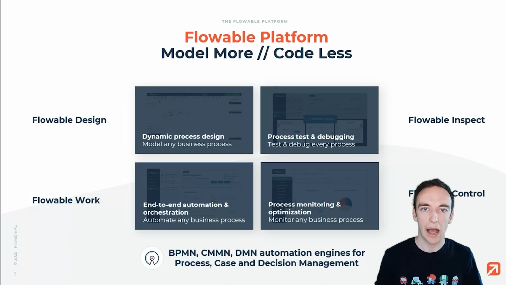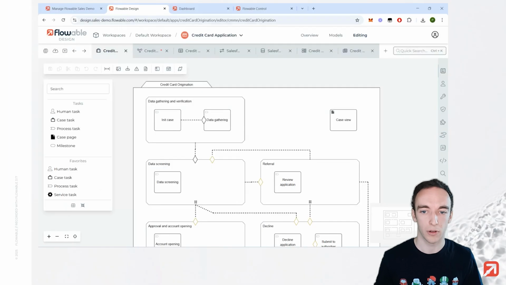Today, we're going to see a very simple use case of a new credit card application. We're seeing how this is designed in Flowable Design from end to end with different model types, and afterwards also how it can be executed in Flowable Work. So let me switch over to Flowable Design.